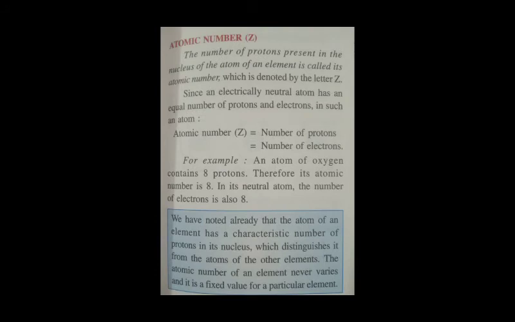Now atomic number. Atomic number is denoted by Z, and it is the number of electrons or the number of protons present in an atom. Suppose in an atom two electrons are there, and we know that the number of electrons is equal to the number of protons, or we can say the number of protons is 2, so that is the atomic number of that atom, and it is denoted by Z. So atomic number, denoted by Z, is equal to the number of electrons or the number of protons.